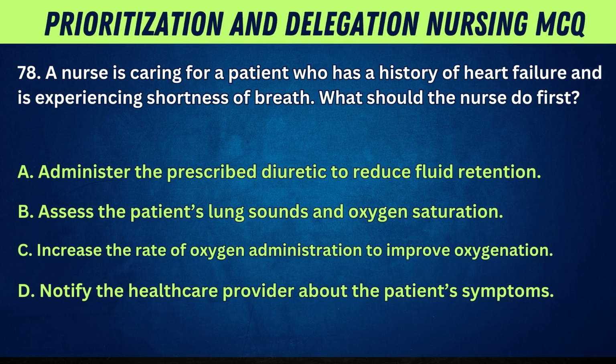78. A nurse is caring for a patient who has a history of heart failure and is experiencing shortness of breath. What should the nurse do first? A. Administer the prescribed diuretic to reduce fluid retention. B. Assess the patient's lung sounds and oxygen saturation. C. Increase the rate of oxygen administration to improve oxygenation. D. Notify the healthcare provider about the patient's symptoms.